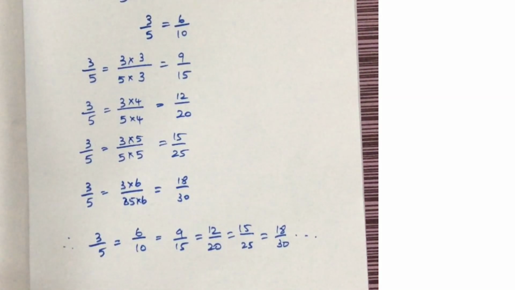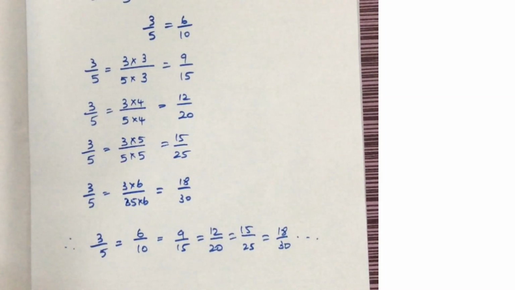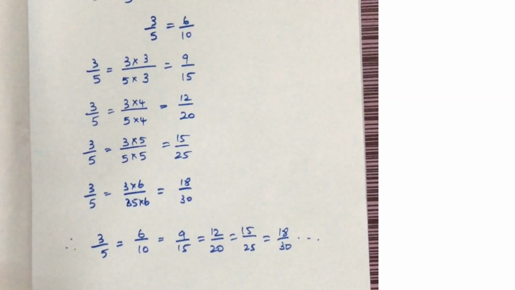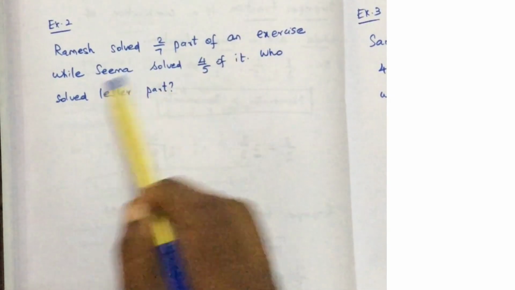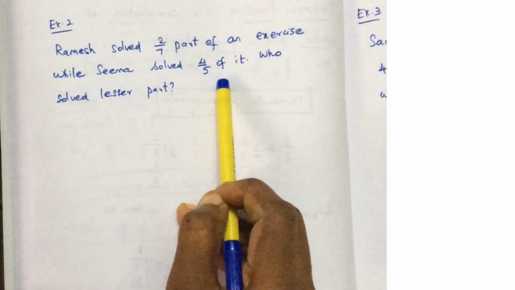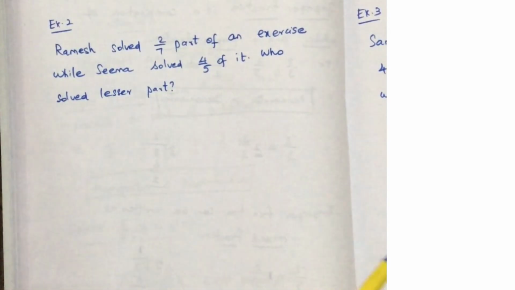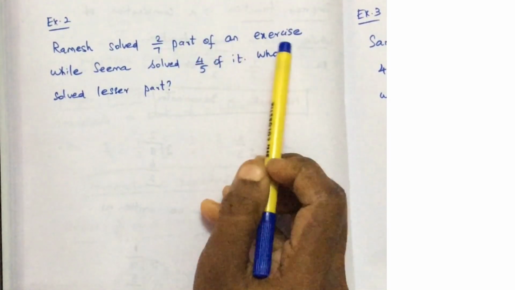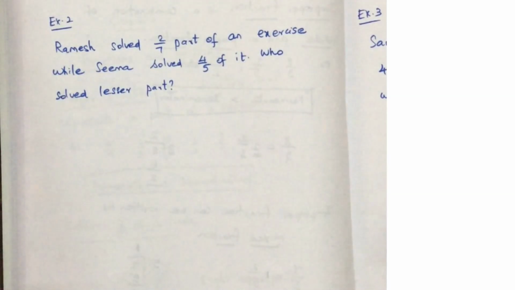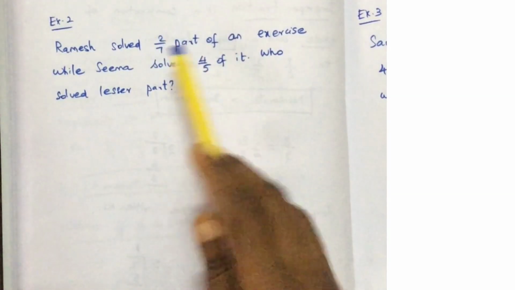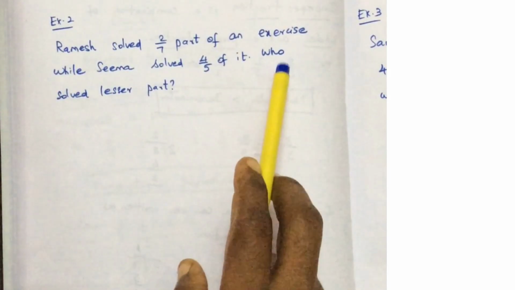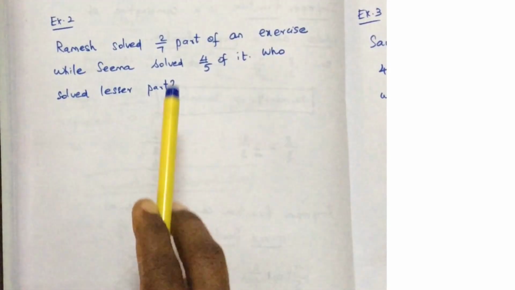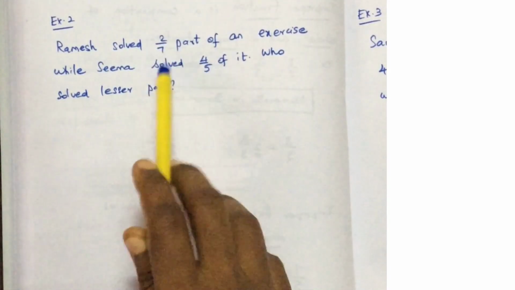One thing you have to remember in this, in a fraction, if you multiply the numerator and the denominator by the same number, then it is called the equivalent to it. Example 2, Ramesh solved 2 by 7 part of an exercise while Seema solved 4 by 5 of it. Who solved the lesser part? So Ramesh solved 2 by 7 part of an exercise. In the exercise there may be some problems. Out of that, 2 by 7 part is solved by Ramesh. Seema solved 4 by 5 of it. So now we have to find who solved the lesser part. So we have to find which is lesser out of these two.